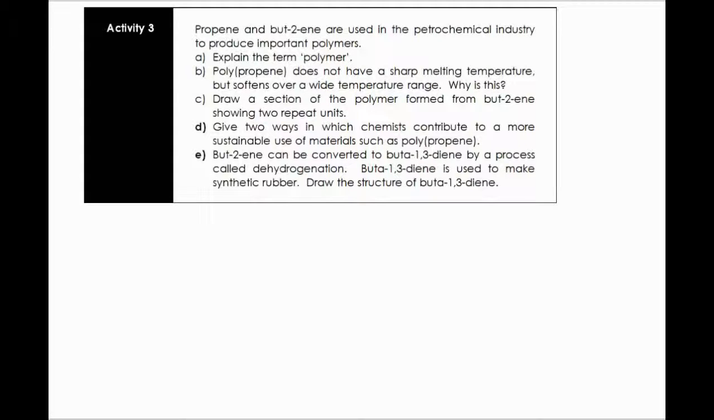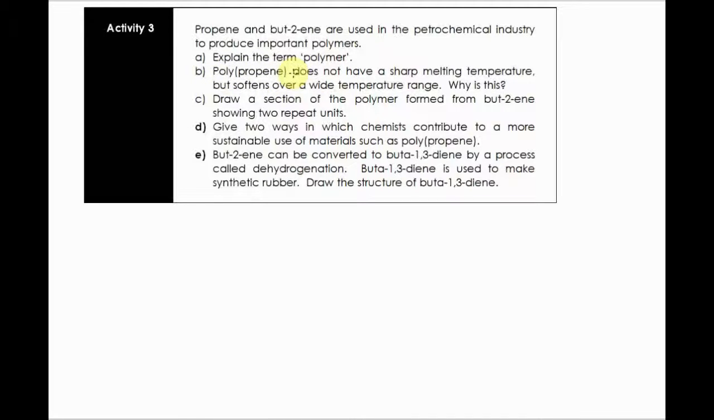Propene and butene are used in the petrochemical industry to produce important polymers. Explain the term polymer. Well, a polymer is a compound made by addition reaction from smaller monomer units. So there you go.